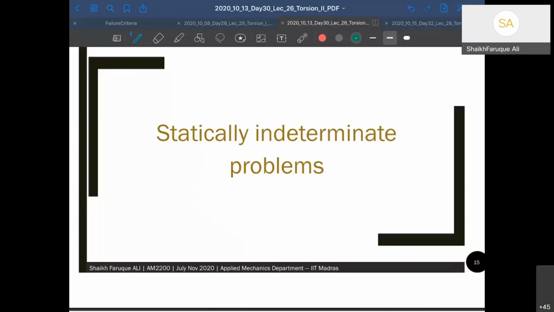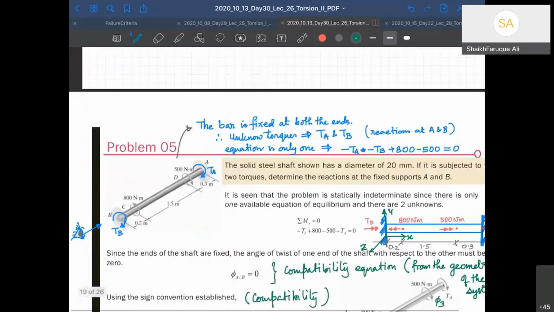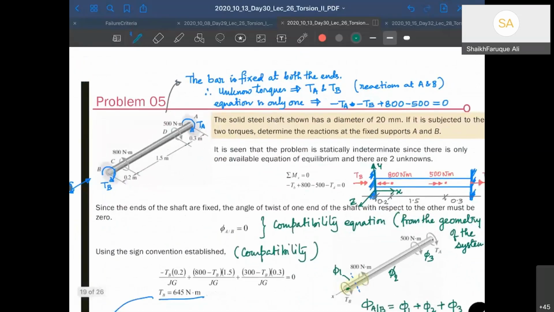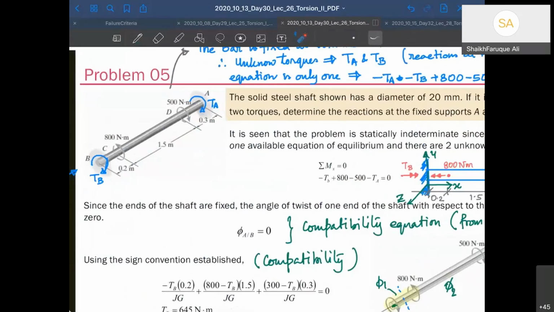Okay. We solved a few problems on statically determinate structures in the last class, and today we are into statically indeterminate trusses, not trusses, torsional members. Here is a picture of a statically indeterminate member. If you can see properly, there are two fixed boundary conditions here at A and at B. And then there are two torques applied on the structure.